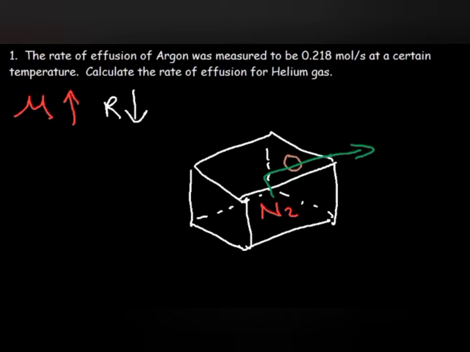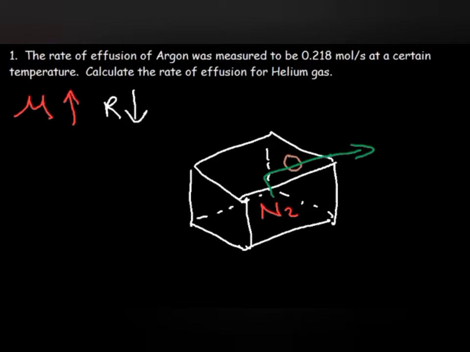It's similar to diffusion. Diffusion is basically the movement of material from a region of high concentration to a region of low concentration. But the difference between effusion and diffusion is that effusion is related to a gas escaping through a hole from a container. And that's the main idea behind it.